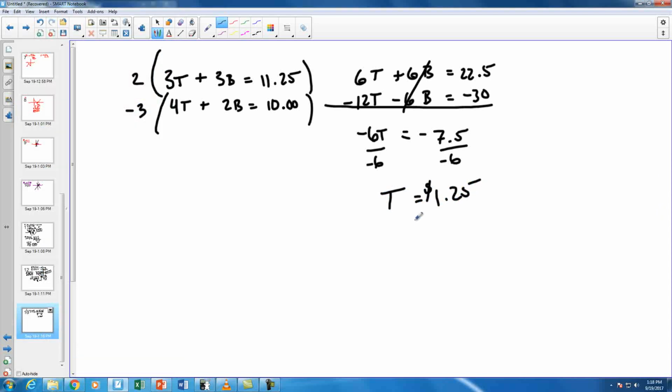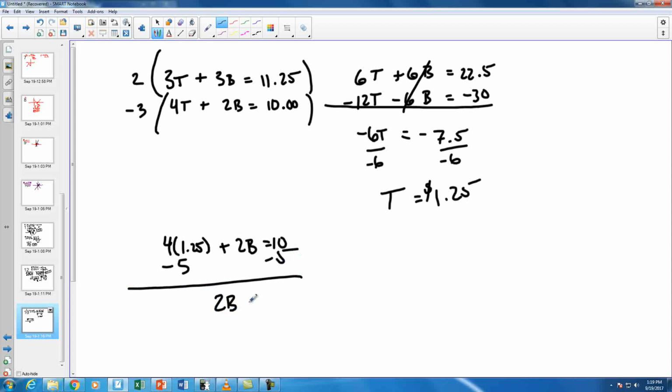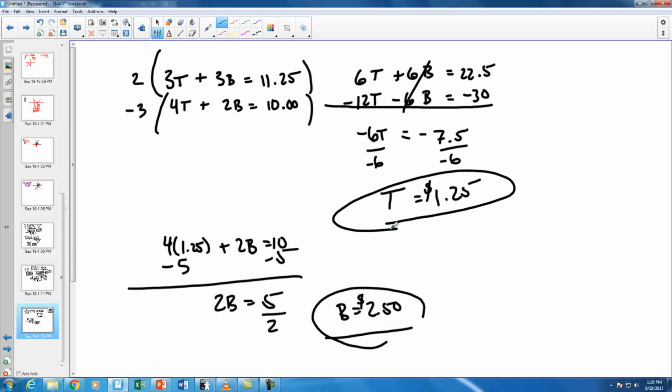To find out what it costs for a burrito, I'm going to plug that into one of these equations. Let's do this bottom one here. So 4 times 1.25 plus 2b equals 10. Well, 4 times 1 1/4 turns out to be 5. So I can minus 5, minus 5. I get 2b equals 5. Divide by 2, b equals 2.50. So now I know the cost of a burrito and the cost of a taco.